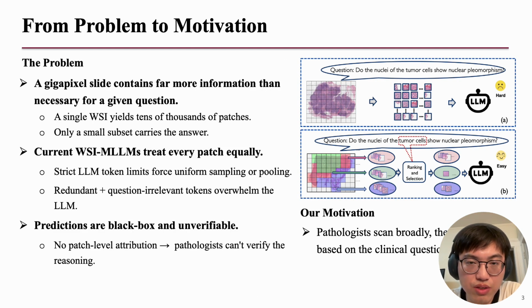But pathology VQA today has three problems. First, a whole slide image contains far more information than necessary. Secondly, current whole slide image-based large language models treat every patch equally. And thirdly, predictions come out as a black box without patch-level attribution. Pathologists don't know which visual evidence supports each answer.